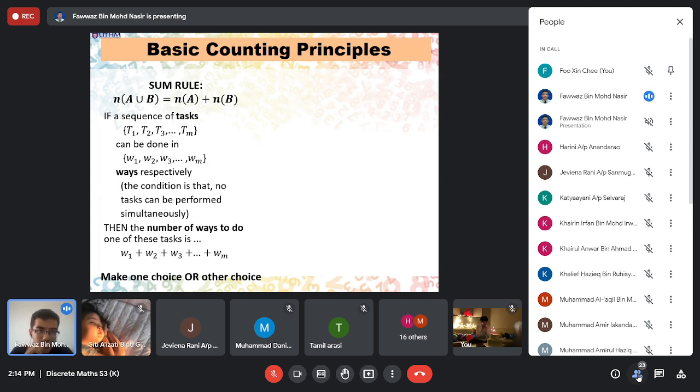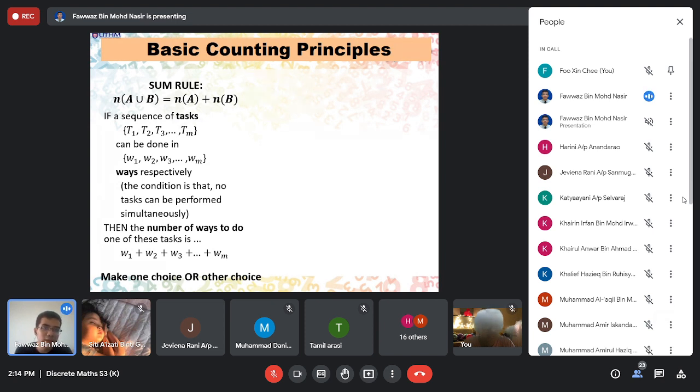So if a sequence of tasks T1, T2, T3 to Tm can be done in W1, W2, W3 to Wm ways respectively, in such a way that the condition is that no task can be performed simultaneously. Maknanya kita perform one task after another, complete dulu one task baru kita execute the next task. Okay, then the number of ways to do one of these tasks is W1 plus W2 plus W3 to plus Wm. Okay, so untuk sum rule, kita just add up the number of ways to perform each task.